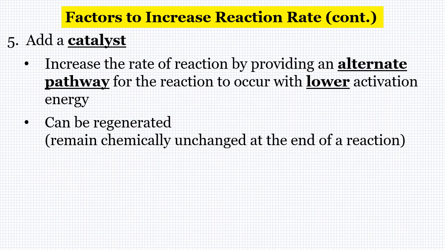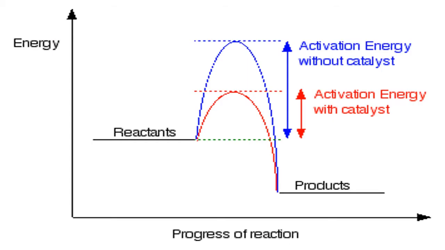All right, the final factor is a catalyst. A catalyst increases the rate of reaction by providing an alternative pathway for the reaction to occur with lower activation energy. A catalyst can be regenerated, so that means it can remain chemically unchanged at the end of a reaction. Now, you've probably heard the term catalyst used before, right? Catalysts are common. You may have heard of a catalytic converter, right? That kind of uses a catalyst, but let's take a look at what actually happens.